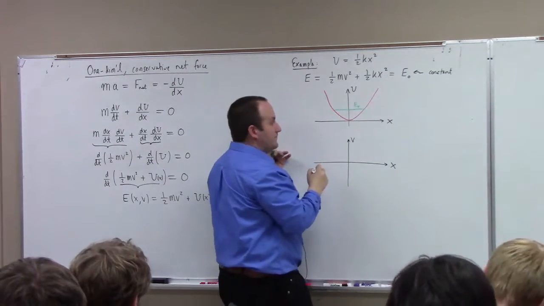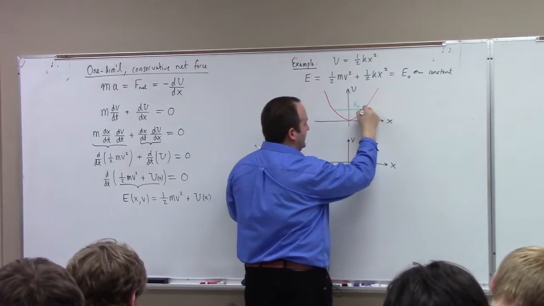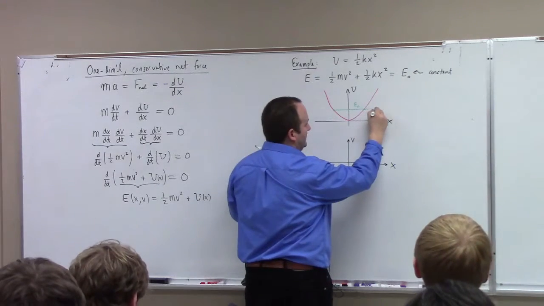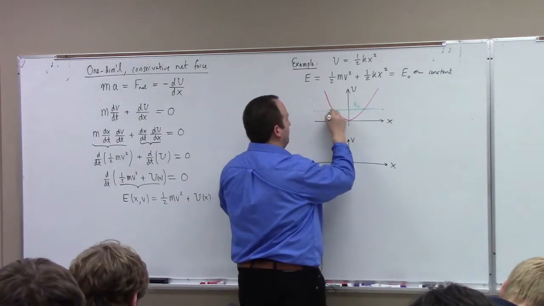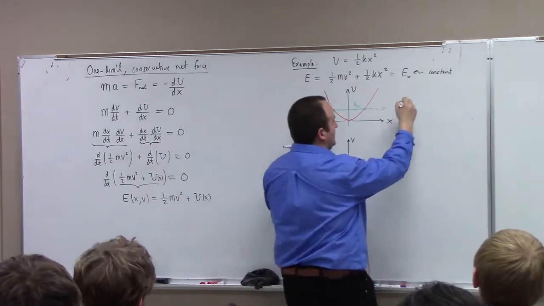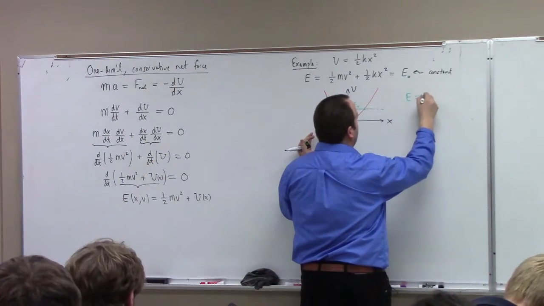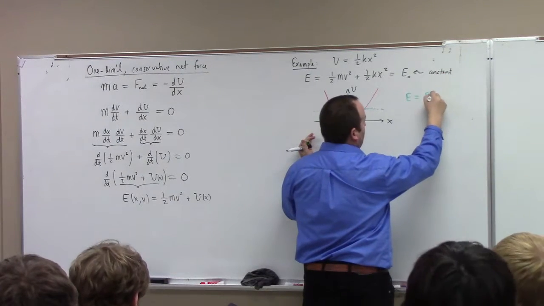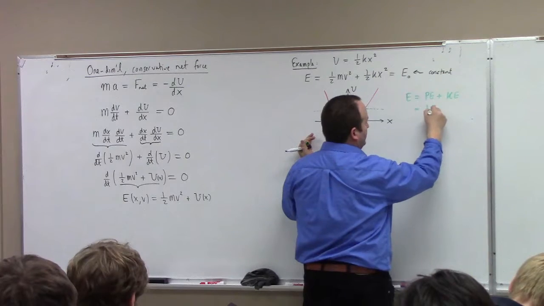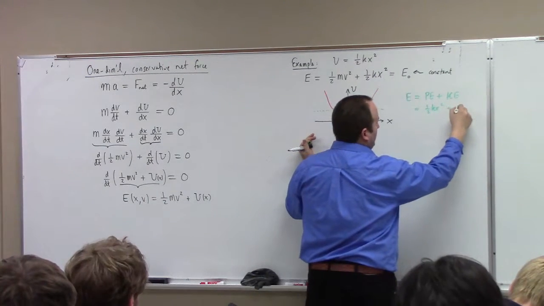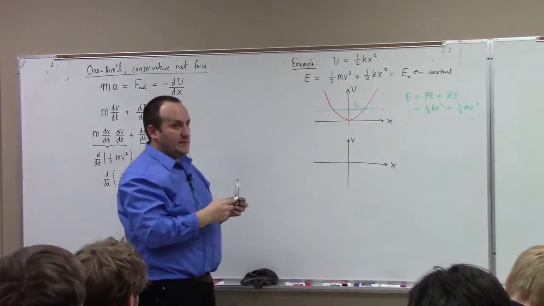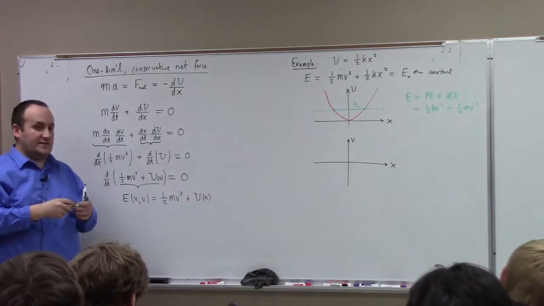What is the significance of the intersection of this green line with the red line, and what's the significance of the dotted lines? What's the relation between total energy and potential energy? Energy is equal to potential energy plus kinetic energy. In this particular discussion, it's 1/2 kx squared plus 1/2 mv squared. Kinetic energy is always 1/2 mv squared in this context.